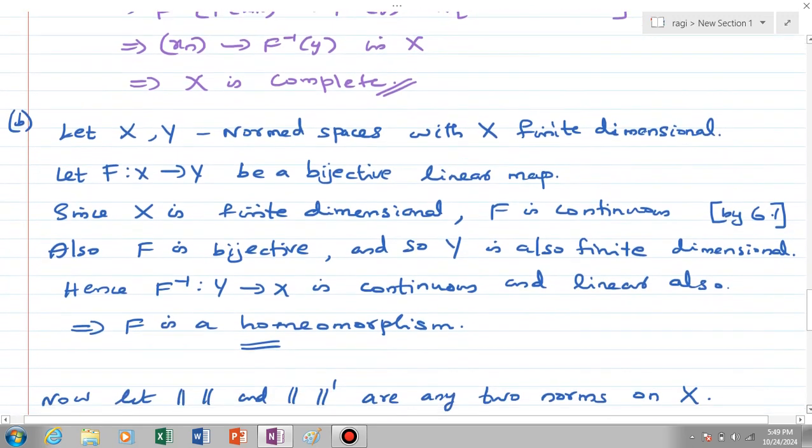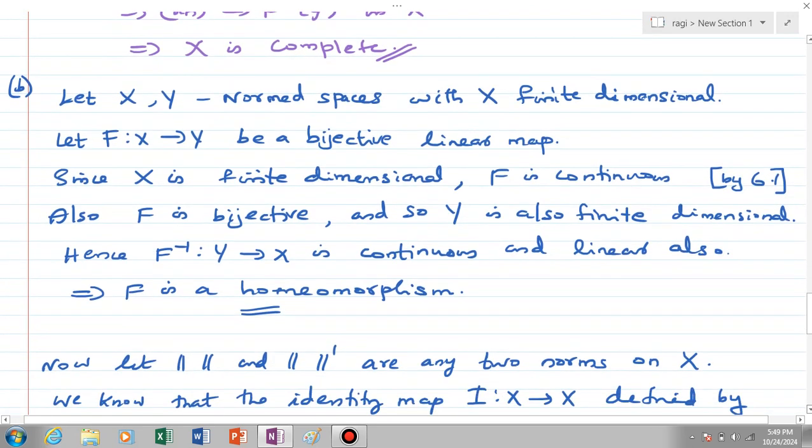Now for the second part, we have X and Y are normed spaces with X finite dimensional, and let f from X to Y be a bijective linear map. We have to show that it is a homeomorphism. Since X is finite dimensional, we know from theorem 6.1 that f is continuous, and since f is bijective, we know the f inverse exists.